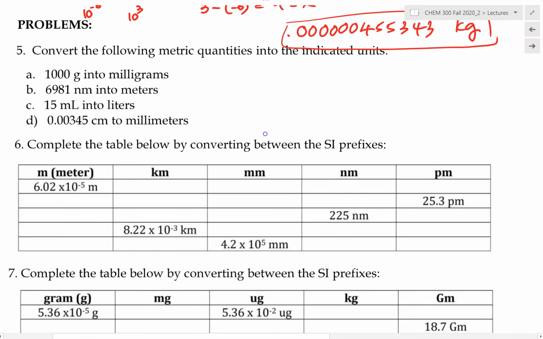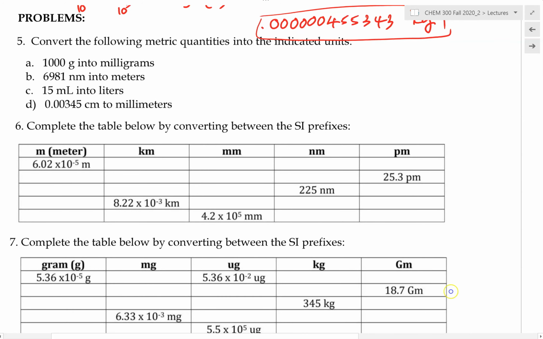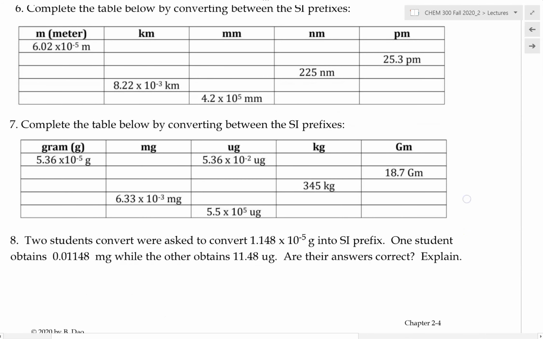And below are some practice problems for you to get used to learning how to convert between the SI prefixes. And again, please do this, complete all of these, show the answers to all of these problems, and submit them along with your notes.